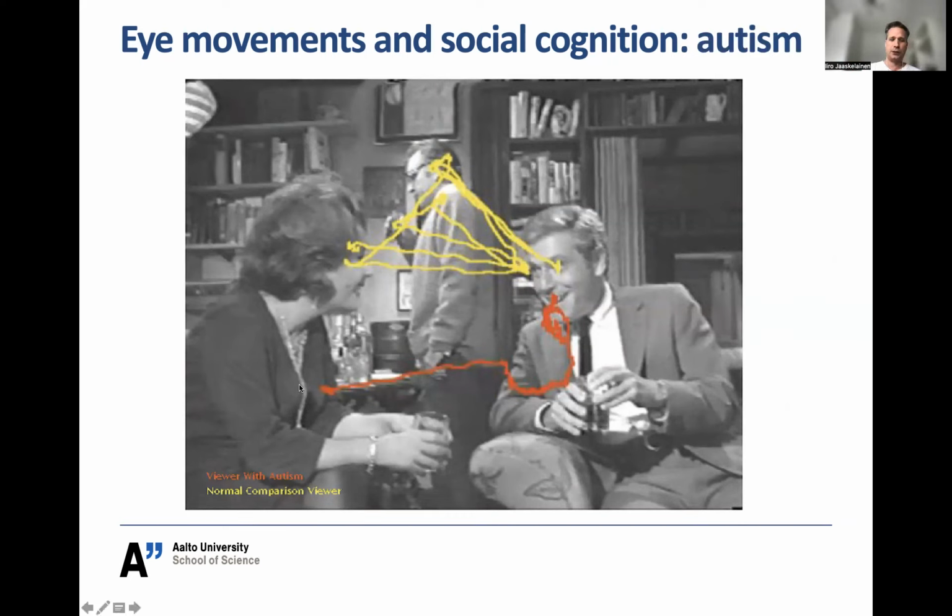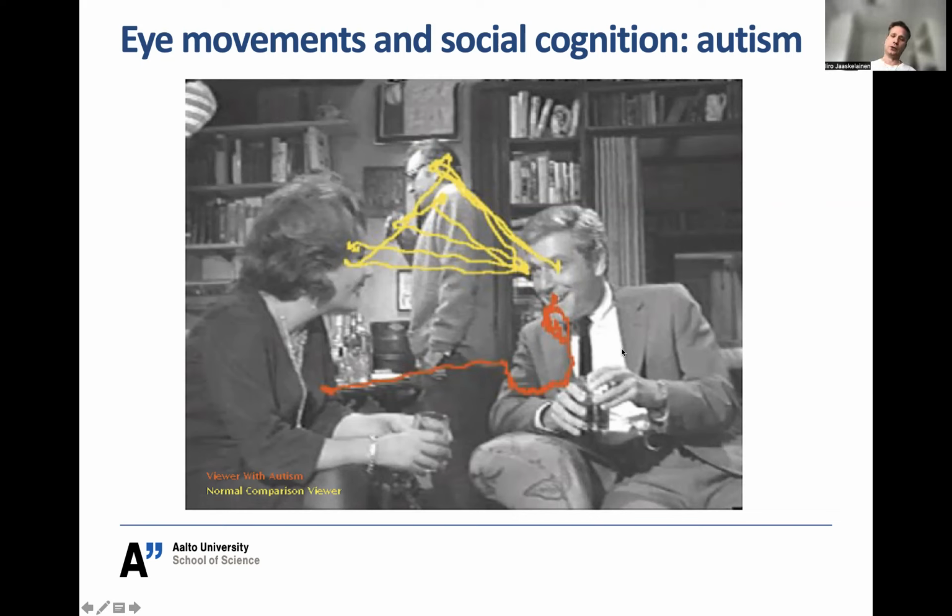The viewer with autism, as you can see, is looking at the clothing. This red curve represents their eye movement patterns, on the clothing of these protagonists in this photograph, whereas the neurotypical persons really fixate on the face, the eye region especially, but also somewhat on the hands of these two persons, and also the third person in the background.